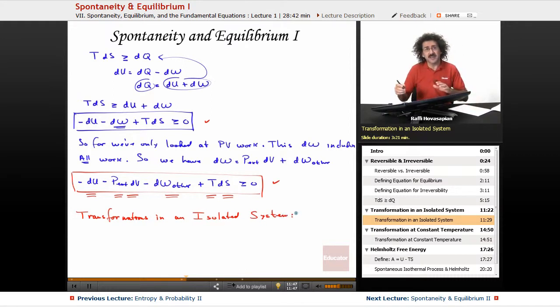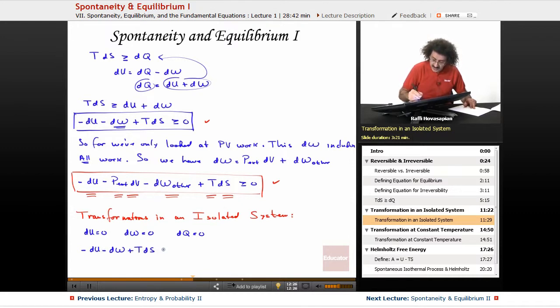Now, when a system is isolated, there is no exchange of energy. So dU is equal to 0. Well, there's no work done in an isolated system. So dW equals 0. And there's no heat exchange. So dQ equals 0.